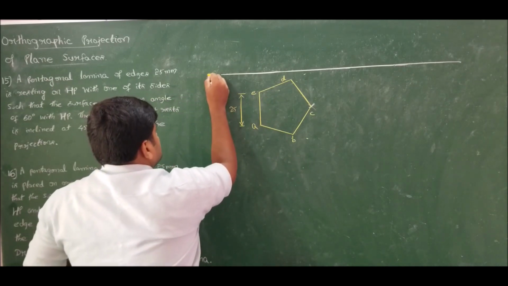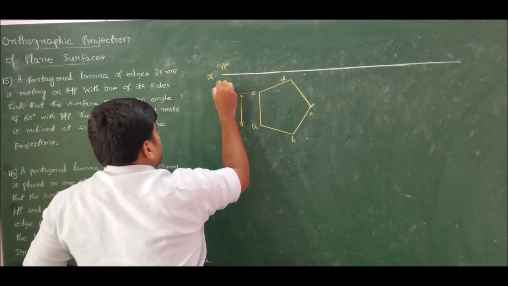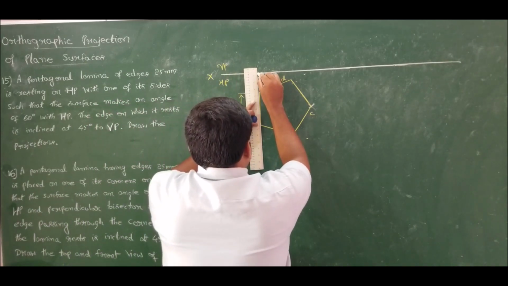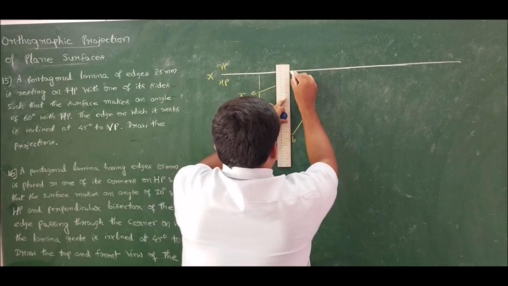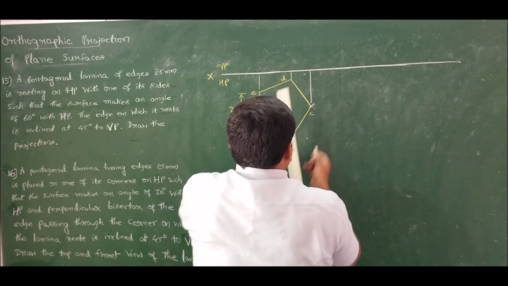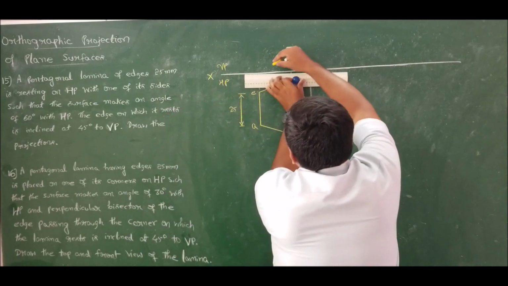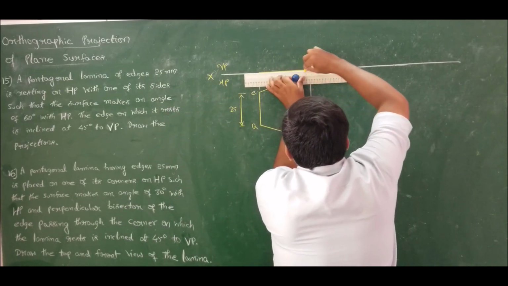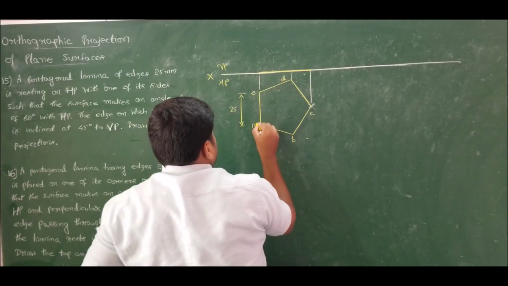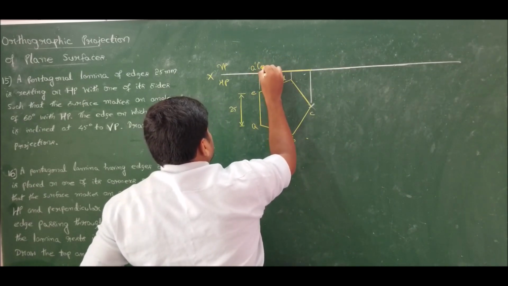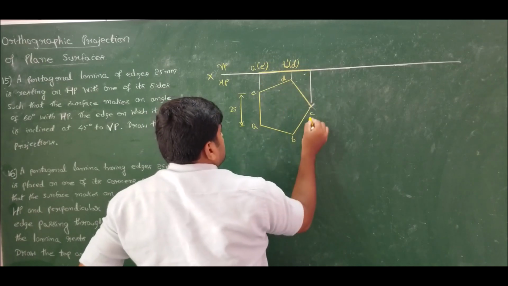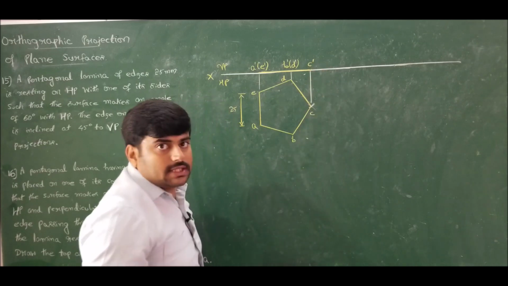So this is X, and we have VP and HP for first angle projection. Now take projection and draw the front view. We know that the front view is always a straight line, so draw a straight line here. Drawn. Now mark this as A dash, E dash is invisible. We have B dash, D dash is invisible, and we have C dash.